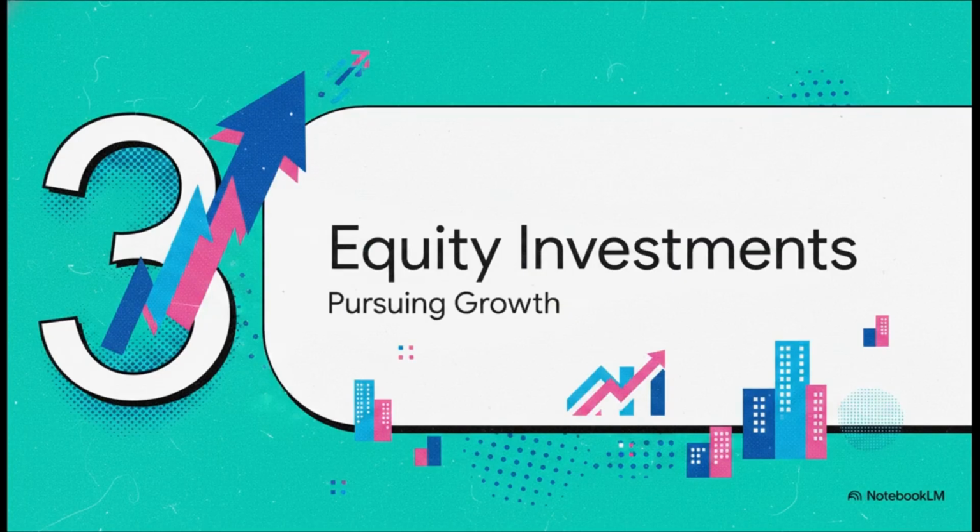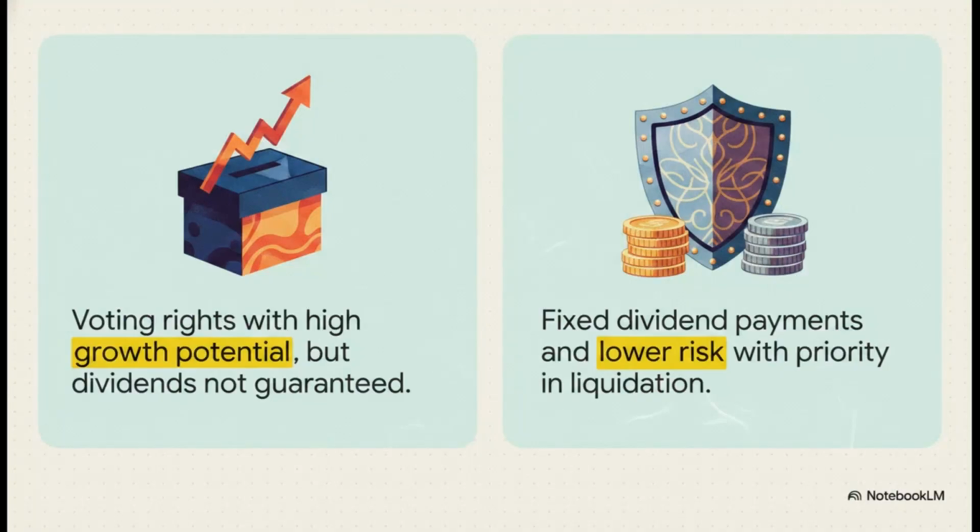Moving up the risk ladder to Chapter 3. Equity investments, pursuing growth. When you buy equity, you aren't lending money anymore, you are buying proportional ownership in a corporation. You actually become a shareholder. But it's important to know that not all shares are created equal. It fundamentally boils down to a comparison between common and preferred shares.